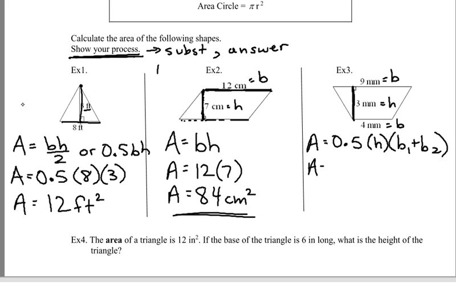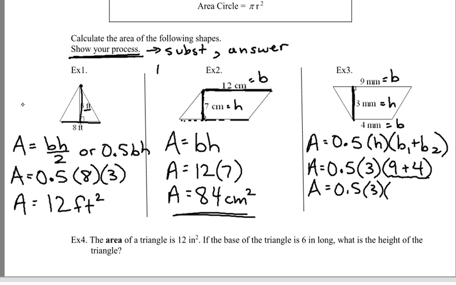So we're looking at 5/10 times the height of 3 times 9 plus 4. Make sure you do that calculation in brackets first. 5/10 times 3 times 13. And 5/10 times 3 times 13 gives us 19 5/10 millimeters squared.